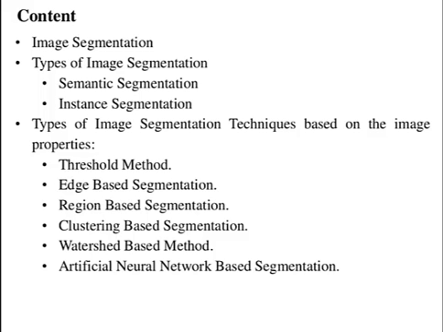Today we will cover what is semantic segmentation, then instance segmentation, then types of techniques of image segmentation. There are different sorts of models. Six models are there: ANN based segmentation, artificial neural network, watershed based model, clustering based segmentation, region based, edge based, and threshold method. Let's see one by one.